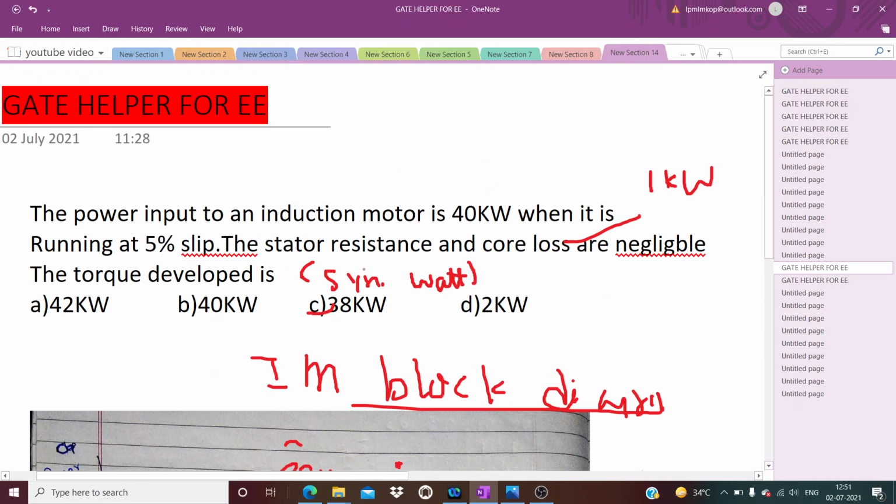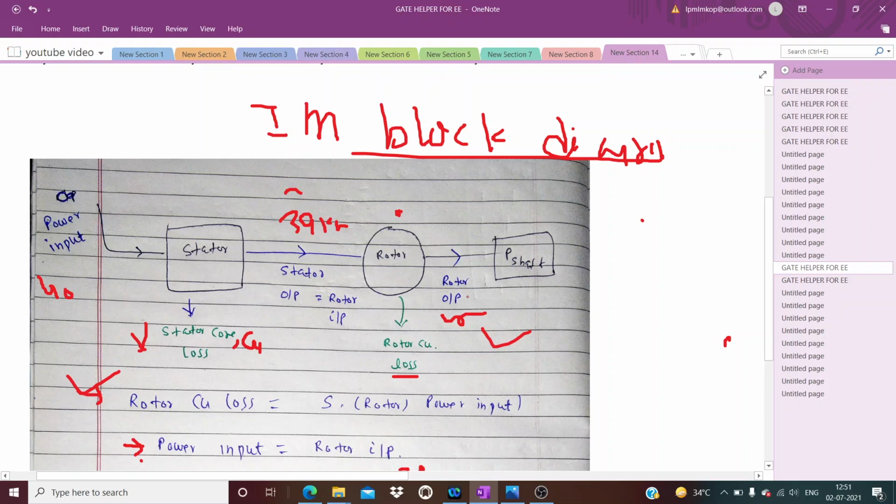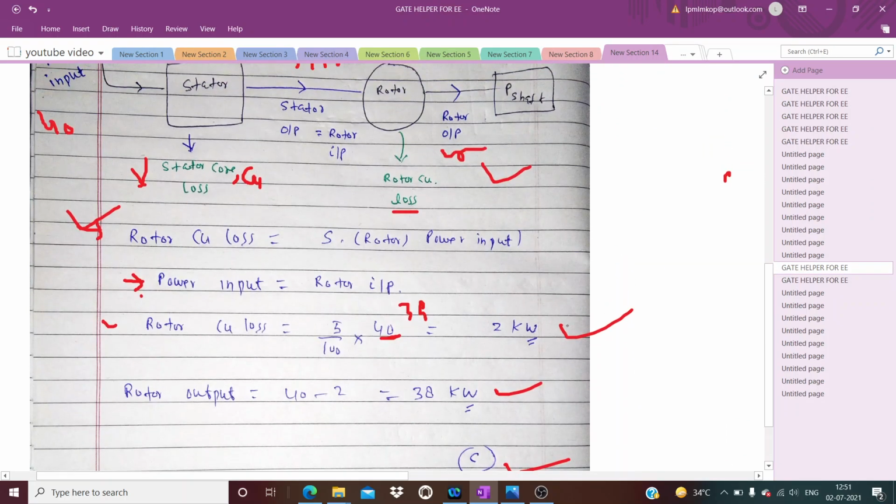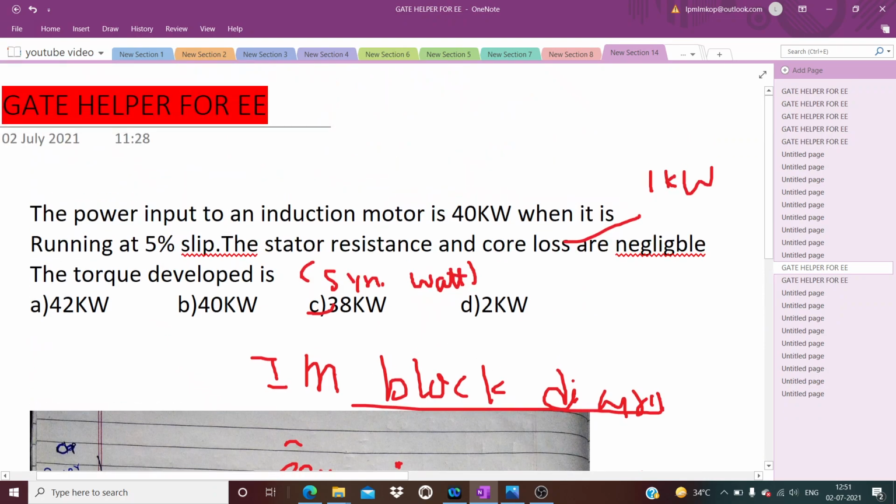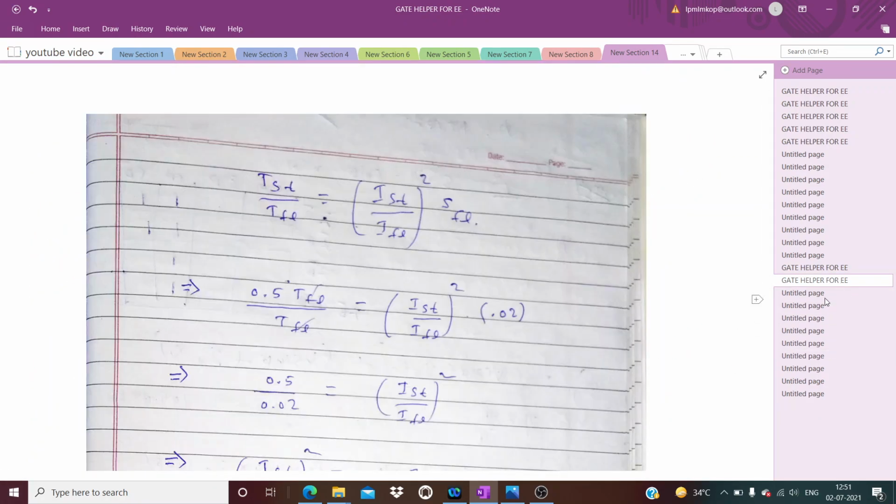So for torque developed, you need to know the rotor output. This is the rotor copper loss, and the rotor output will be input minus the rotor copper loss, equal to 38 kilowatt. So I hope it is clear. 38 kilowatt is the right answer. Okay, so the next question is this.